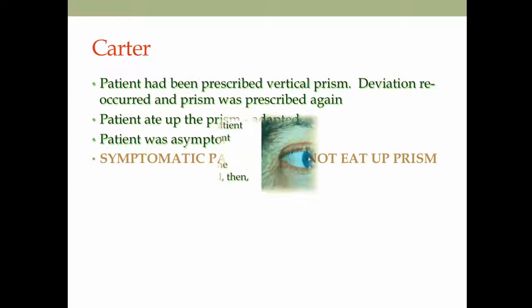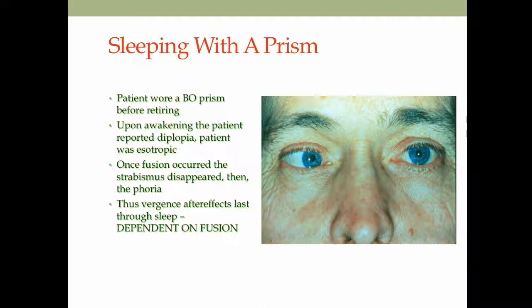This got Carter thinking a little bit. And he had patients, or actually students, wear horizontal base-out prism and found that the patients adapted to the prism. For example, if the person was orthophoric at near without prism and then wore 20 diopters of base-out prism for a while, they showed either orthophoria or a little bit of eso, not a big eso like the 20 prism diopters. He had the students go to sleep without being allowed to fuse when they took off their glasses.